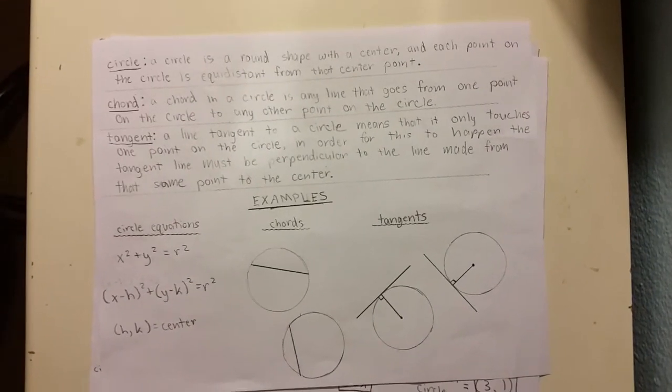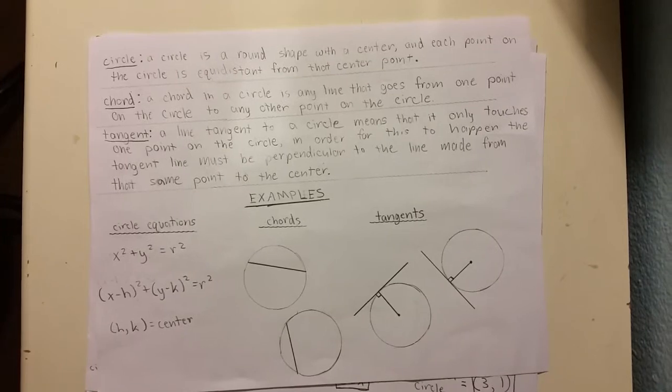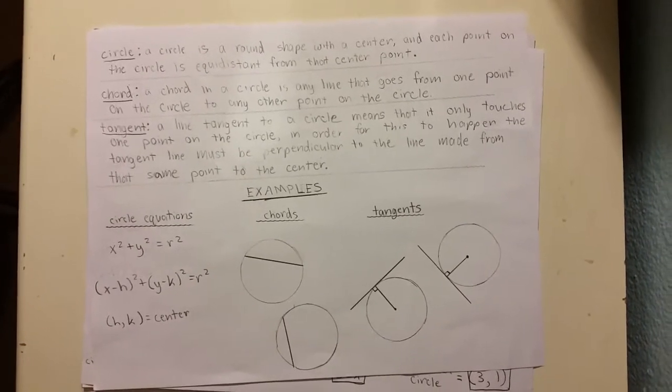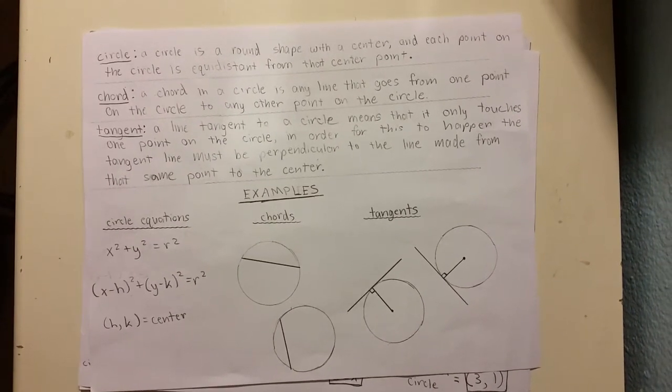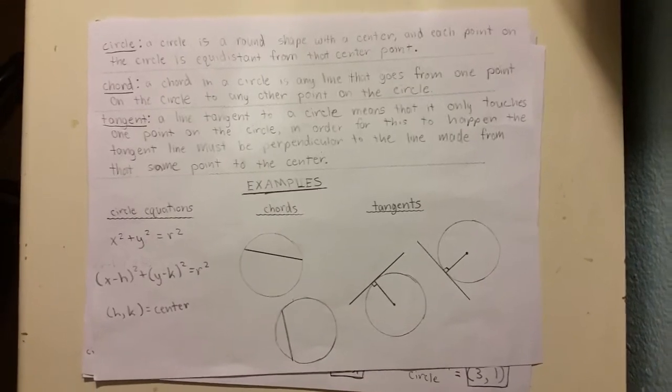A line tangent to a circle means that it only touches one point on the circle. In order for this to happen, the tangent line must be perpendicular to the line made from that same point to the center. Here's some examples.